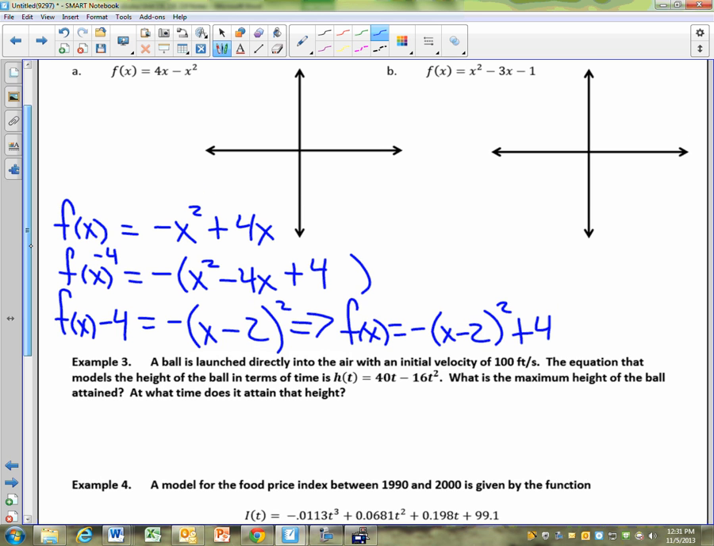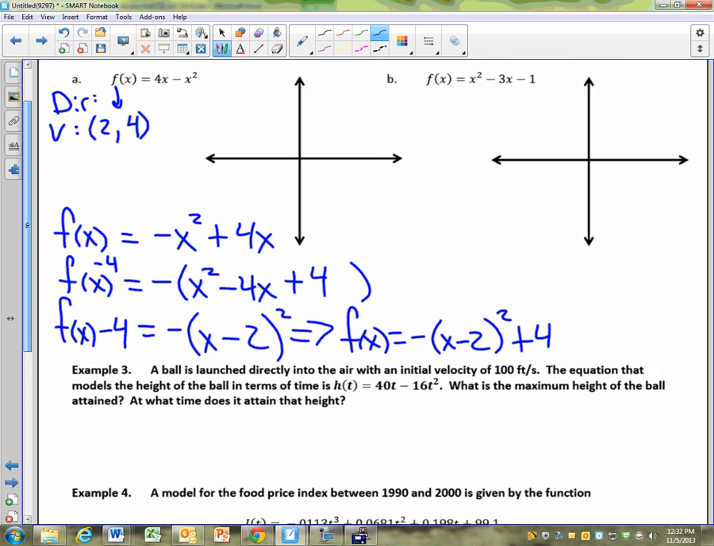Is the direction of this parabola up or down? Down. Why? Because of the negative sign in front, very good. The vertex is going to be the horizontal shift and the vertical shift. Is the horizontal shift to the left or to the right? What number do you plug in to get 0? 2. So it's 2 units to the right. And what's the vertical shift? Plus 4. That is my vertex.